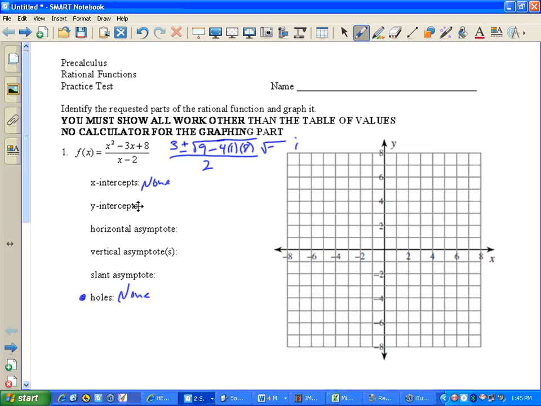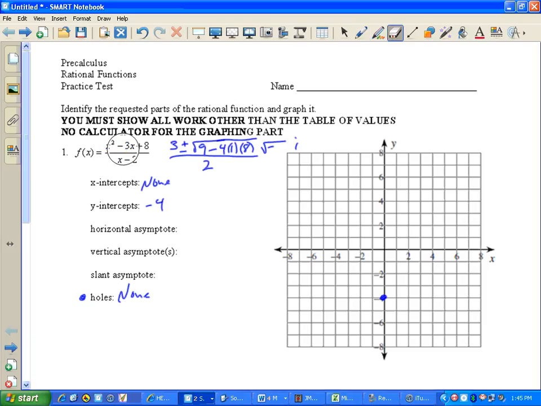Y-intercepts I get just from plugging 0 in for x. So if this is 0 and this one turns to 0, I've got 8 on the top. This is 0. I've got -2 on the bottom. So that's -4. So that's a point.